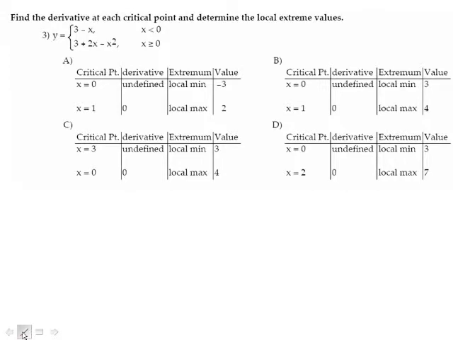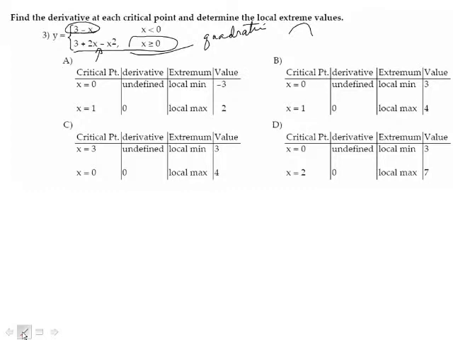The next problem, we want to look at this piecewise defined function and determine if it has any local extreme values. Well, for x negative, the function is a straight line with a slope of minus 1. And for x more than or equal to 0, it's a quadratic function. And it's a parabola, and it's concave down.